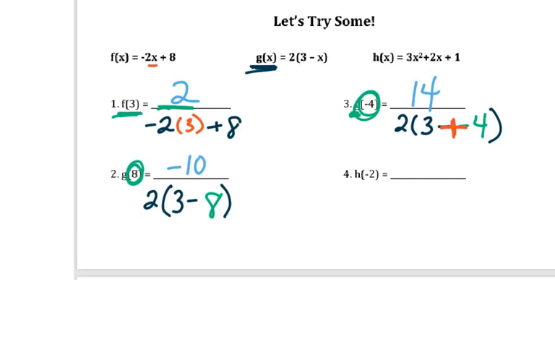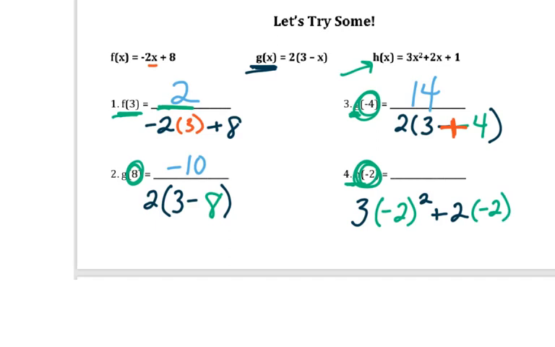Last but not least, it wants my h function. Here we go. That one says h. So I take this x value and I plug it in every single time I see an x. So it starts with a 3. Instead of x, I replace x with negative 2. That number is squared plus 2. Uh-oh, I see another x. So I plug in another negative 2. And then I have a plus 1.